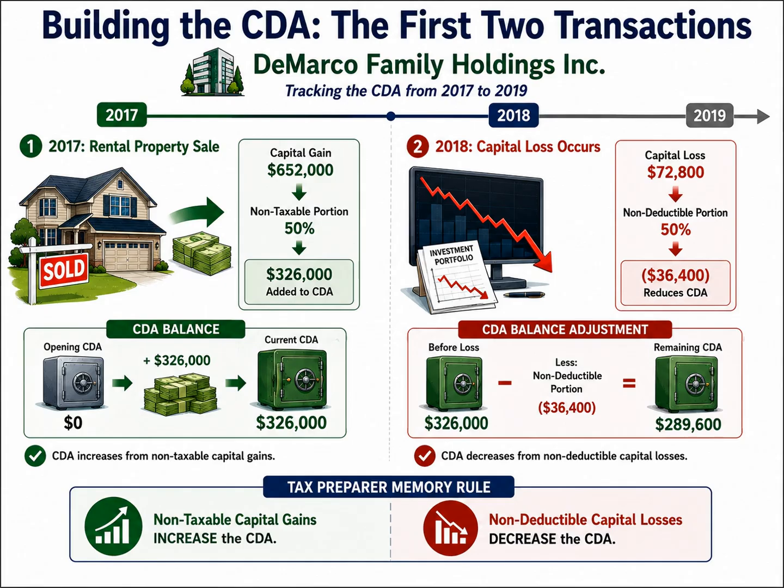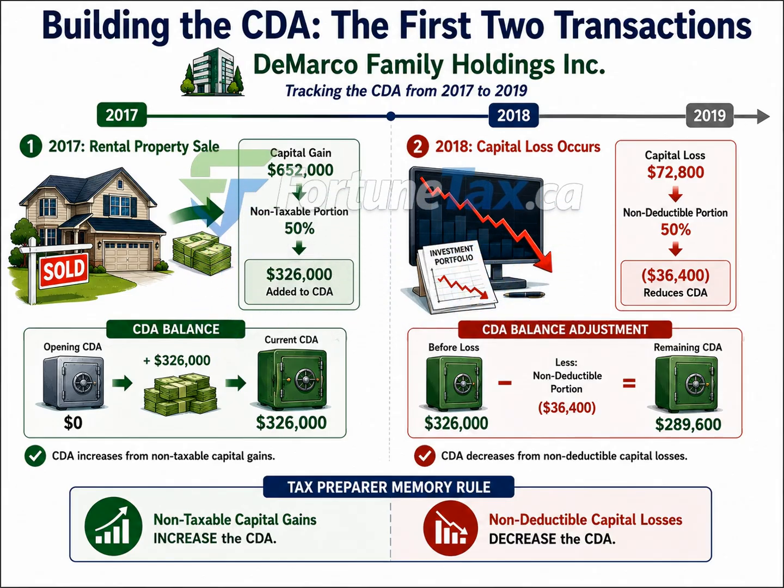As a result, the corporation's CDA decreases from $326,000 to $289,600. This example illustrates one of the most important principles in CDA calculations. Non-taxable capital gains increase the CDA. Non-deductible capital losses decrease the CDA. And because the CDA is a cumulative account, every qualifying transaction changes the running balance.